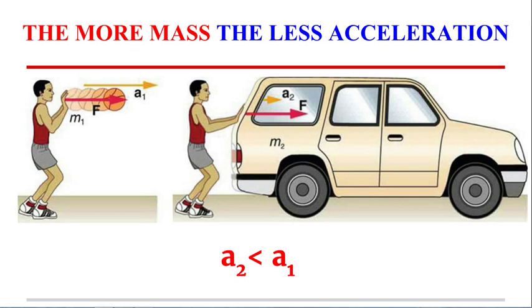The more mass, the less acceleration. Here, a man applies force F on a ball of mass m1 and produces an acceleration a1. If he applies the same amount of force on a car of mass m2, that should produce an acceleration a2. Since the mass of the car is by default greater than the mass of a ball, acceleration produced in the car is less compared to that of the acceleration produced in the ball. Hence, the more mass, the less would be the acceleration for the same amount of force applied.